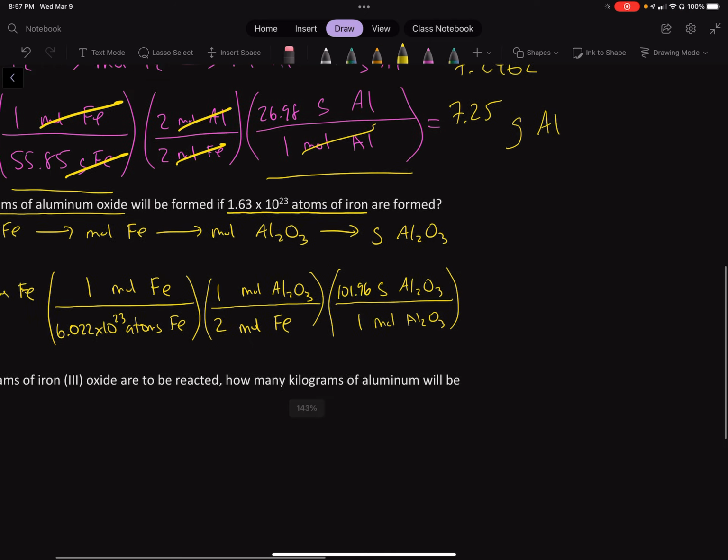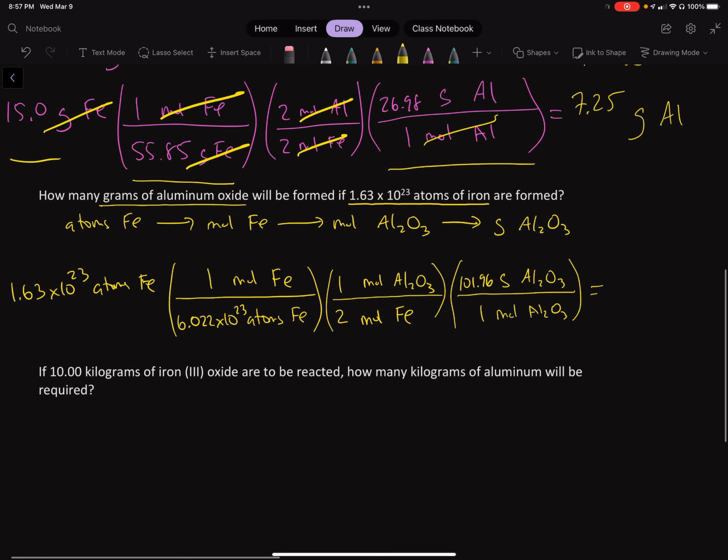101.96. So that's our setup. Okay, now just checking for units canceling. So atoms of iron cancels when we use Avogadro's number, and then moles of iron cancels when we use the mole to mole ratio, and then moles of aluminum oxide cancels when we use the molar mass. So we end up with grams of aluminum oxide.